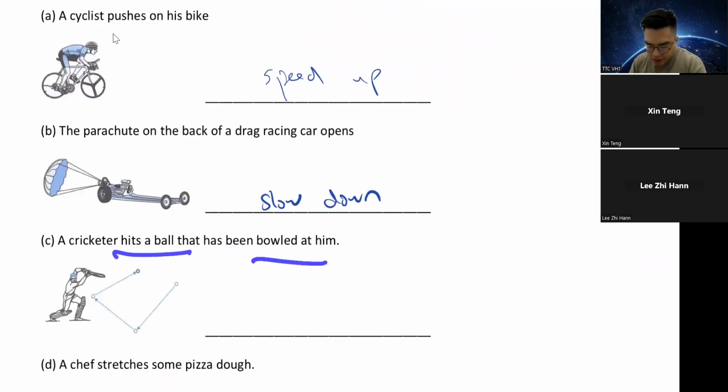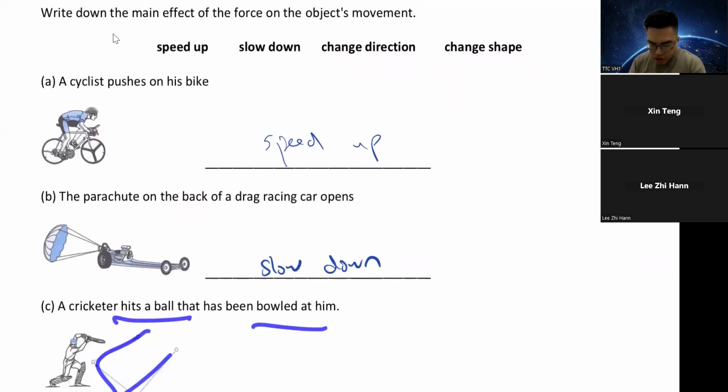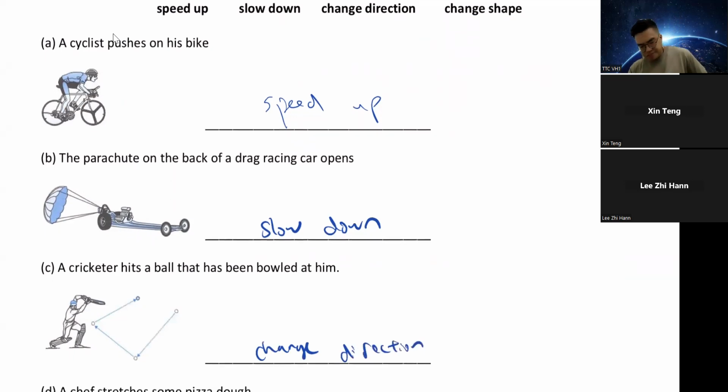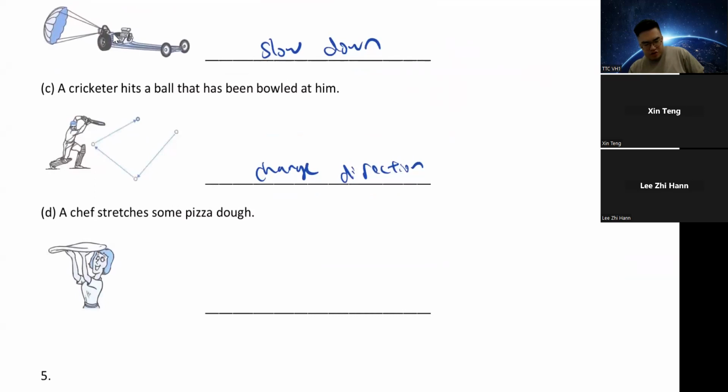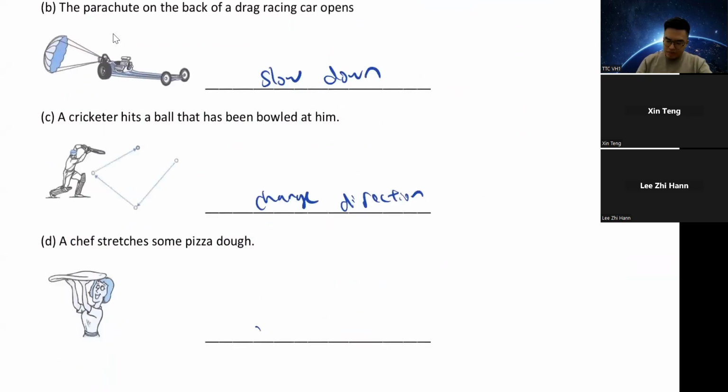Cricketer hits a ball that has been bowled at him, so the ball coming, he hits it. So this change direction. Okay, chef stretches on pizza dough. When you do roti canai, you flip it like this, you make it bigger. So this is change shape.